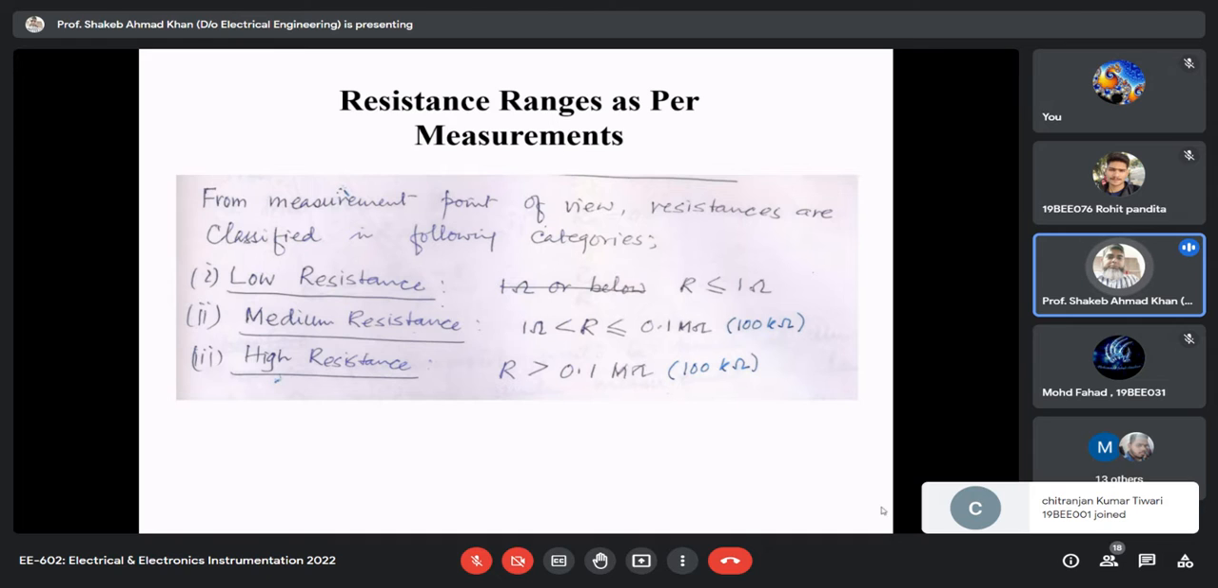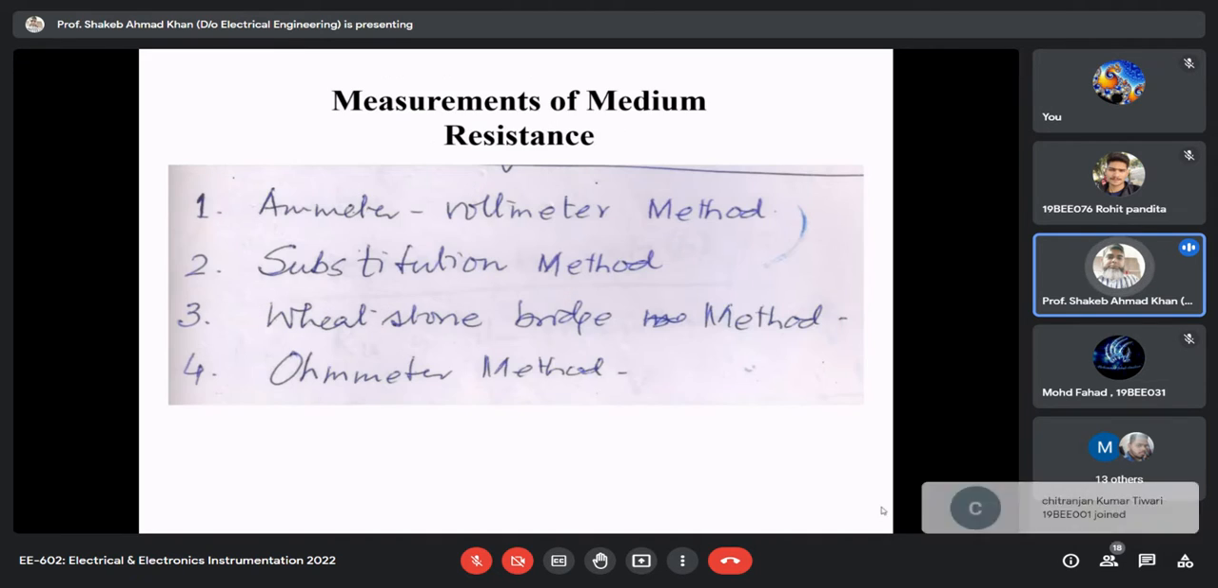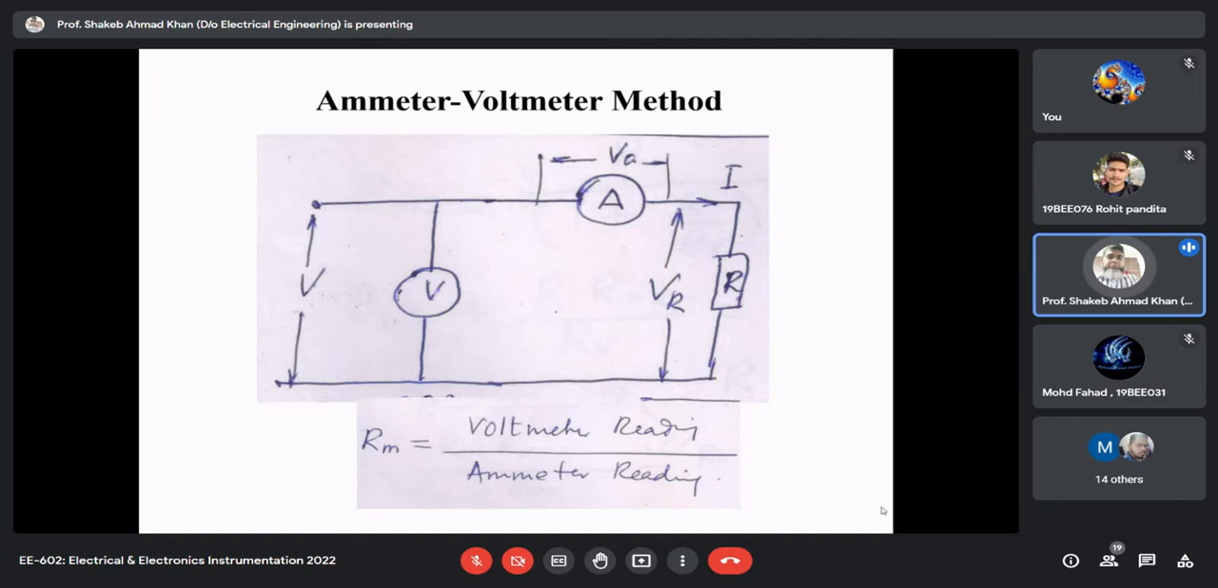As far as medium resistance measurement methods are concerned, I already listed them here last time. I told you about the ammeter voltmeter method, substitution method, Wheatstone bridge method, and ohm meter method. And I put them in serial order according to their complexity. The most simple method is the ammeter voltmeter method, and I think most of you must be aware of it. And then we started our discussion on the voltmeter ammeter method.